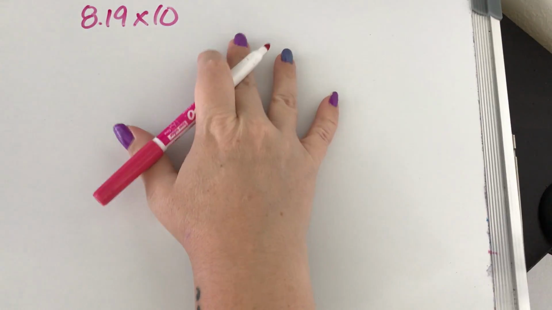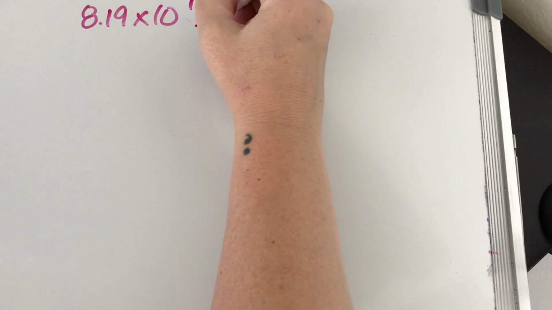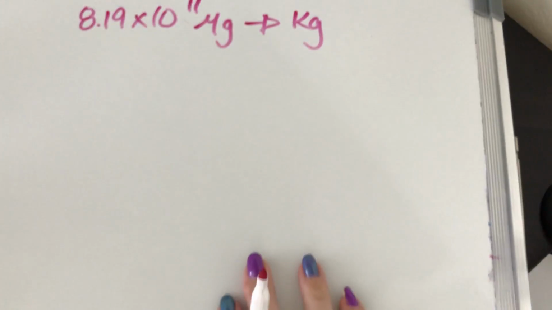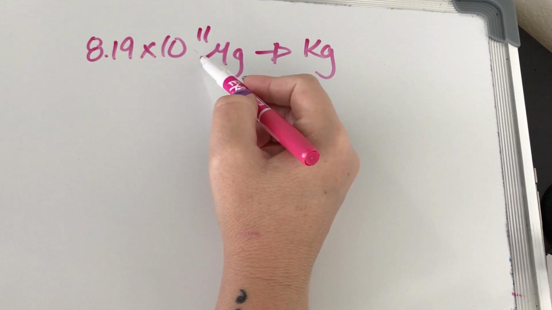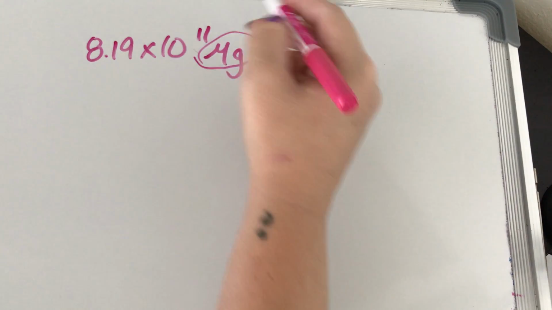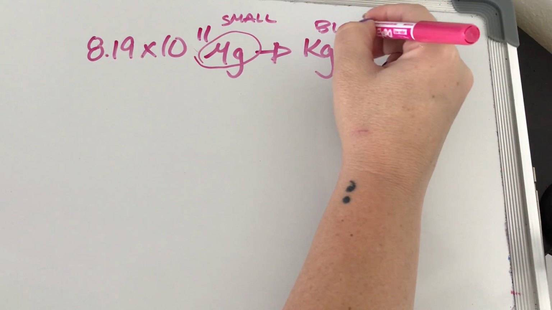So Rochelle had asked us to convert 8.19 times 10 to the positive 11 micrograms to kilograms. Sorry. Right? Okay. So again, this is kind of the opposite of the previous problem that we did, where this one is a really small unit, and this one is a really big unit.